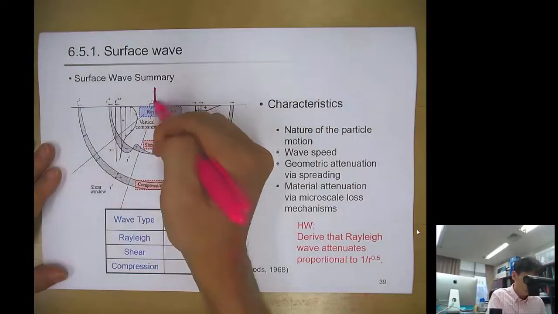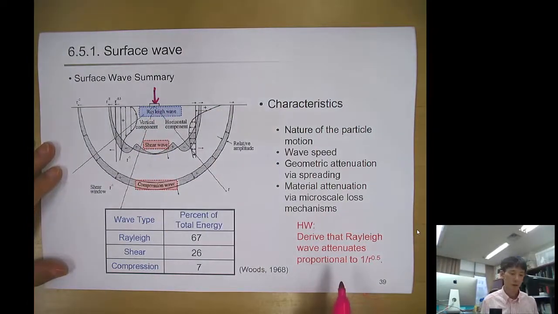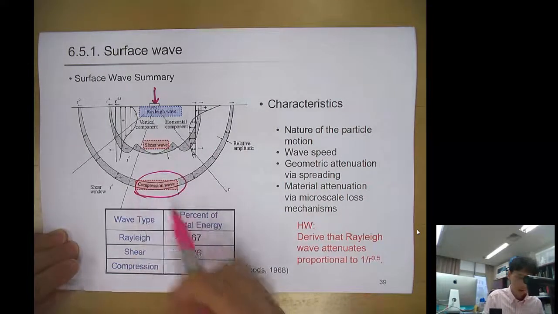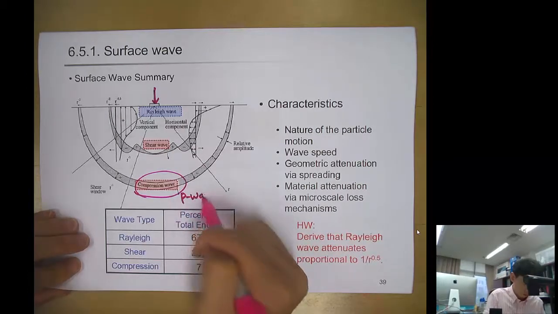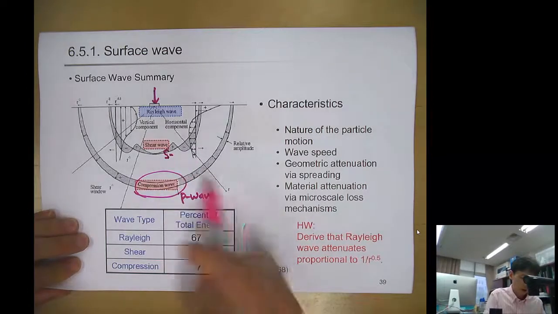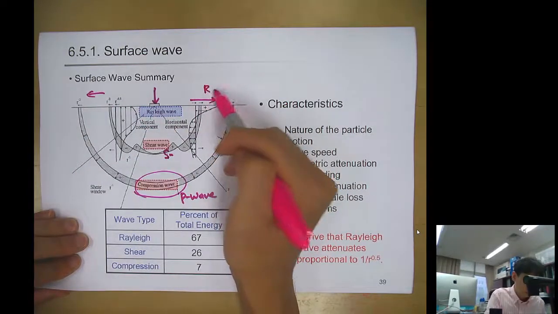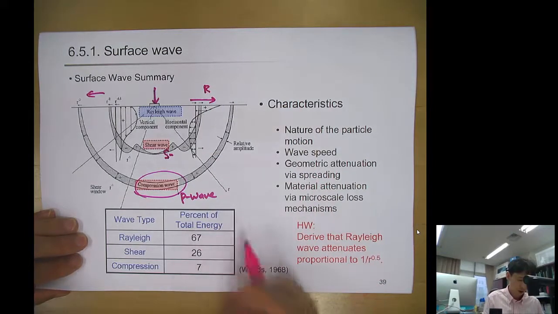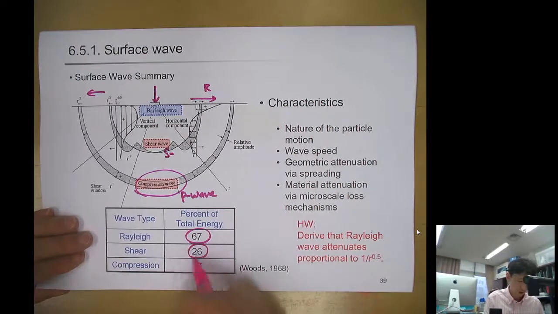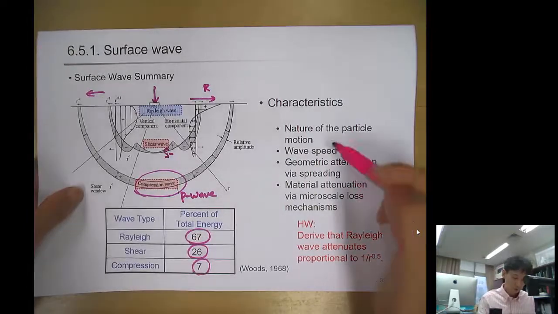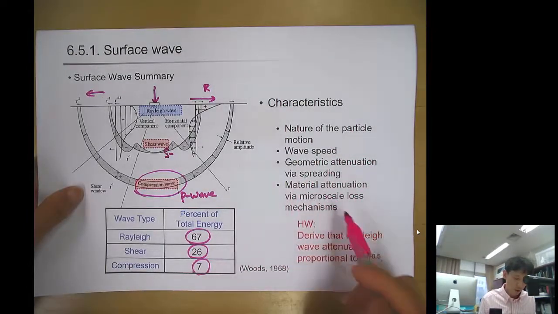And when you pound a disc with a hammer on the ground surface, it generates the P wave compression, S wave and Rayleigh wave. Of the total energy, 67% is the Rayleigh wave, 26% is shear wave, and only 7% is the compression wave. And that's because of the geometric attenuation and material attenuation.